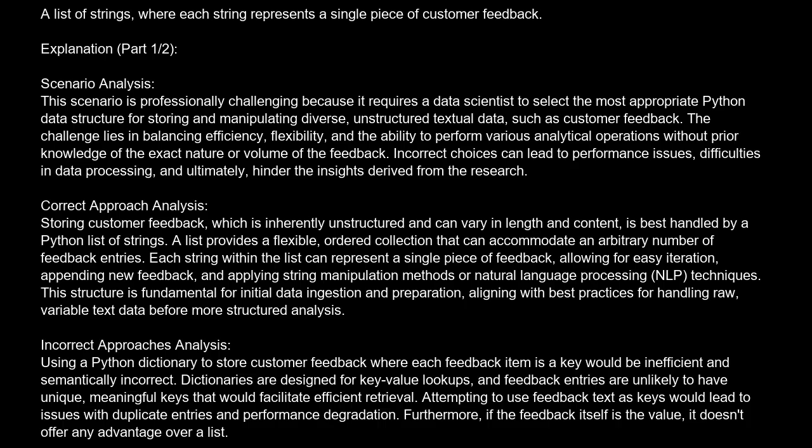Incorrect approaches analysis. Using a Python dictionary to store customer feedback where each feedback item is a key would be inefficient and semantically incorrect. Dictionaries are designed for key-value lookups, and feedback entries are unlikely to have unique, meaningful keys that would facilitate efficient retrieval. Attempting to use feedback text as keys would lead to issues with duplicate entries and performance degradation. Furthermore, if the feedback itself is the value, it doesn't offer any advantage over a list.